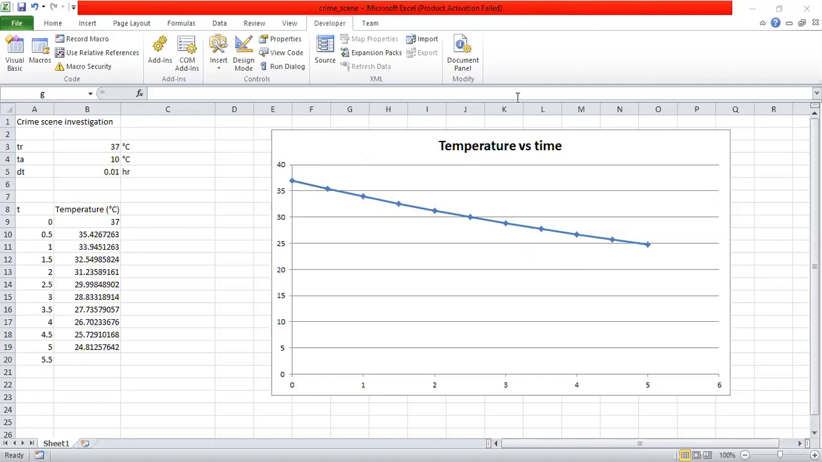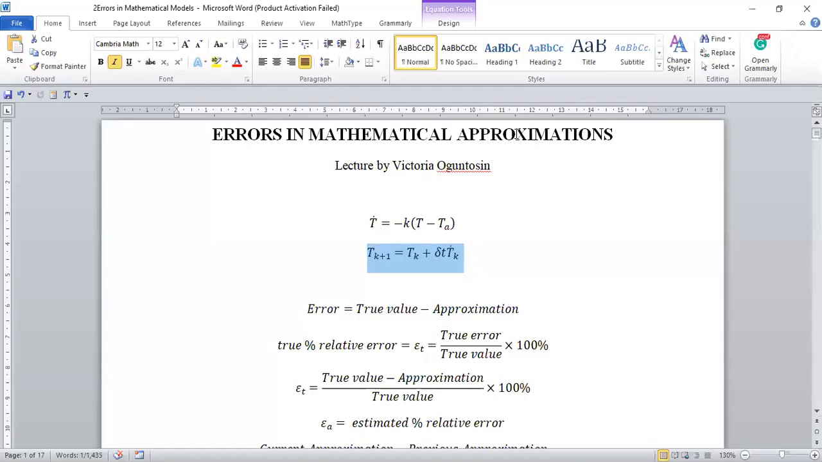So we are going to start the class for today. Like I said, the class for today is on errors in mathematical approximations. Like I said before I started the class, okay, my audio is breaking. Probably it's from your side. I will just start the class now. So the class for today is errors in mathematical approximations.